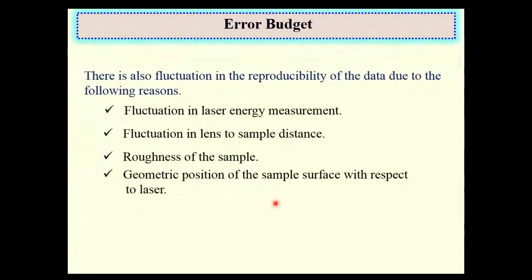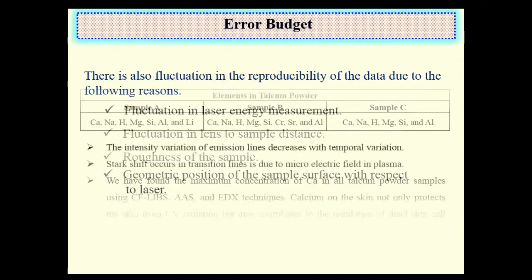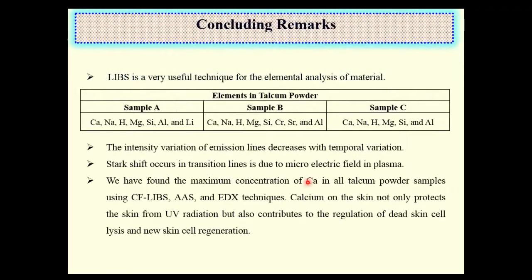Error budgets. There is also fluctuation in the reproducibility of the data due to the following reasons: fluctuation in the laser energy measurement, fluctuation in the lens-to-sample distance, roughness of the sample, and geometrical position of the sample surface with respect to the laser. Conclusion remarks.